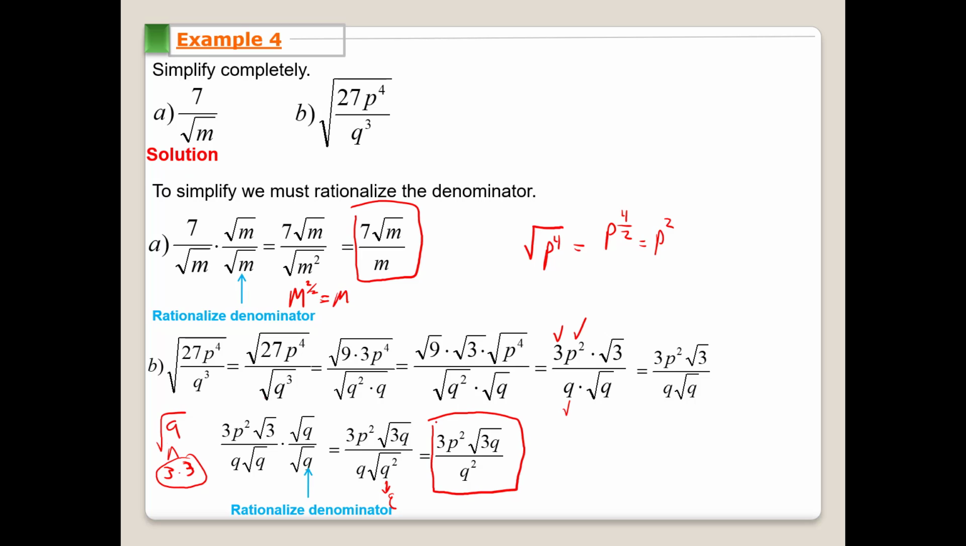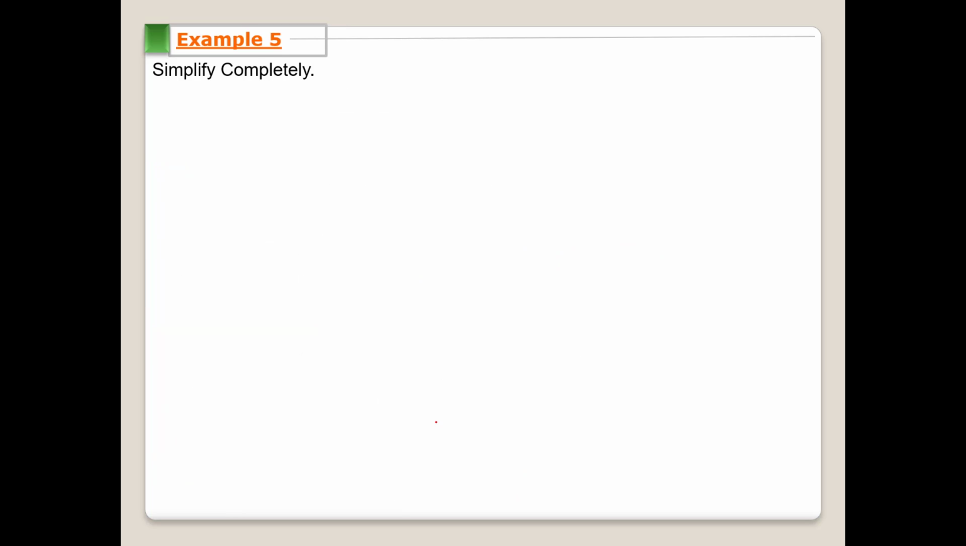All right. So example 5, simplify completely. So looks like we got the problem right here. Square root of 10xy divided by x to the fourth times y squared. So we're going to simplify the radicand using the quotient rule for exponents.